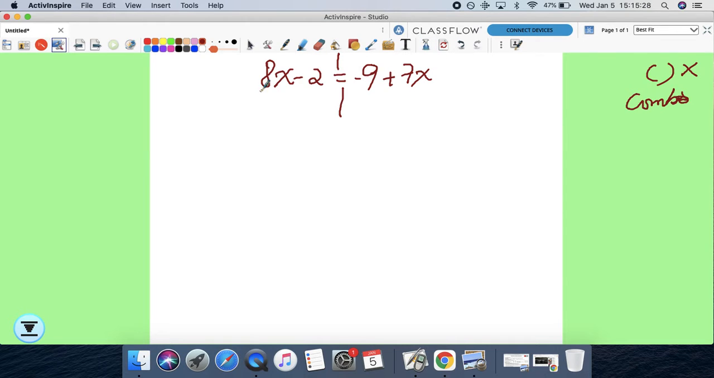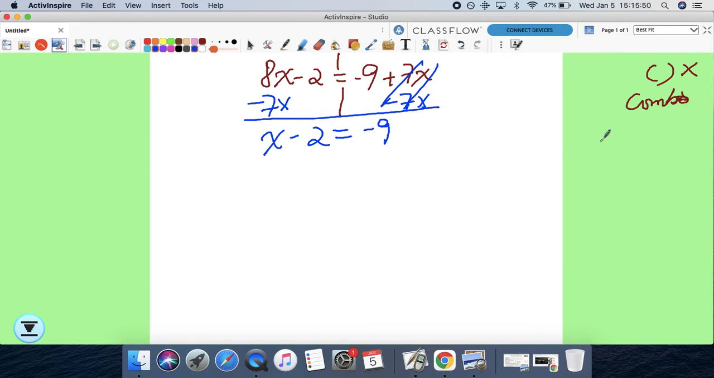Yeah. There's an 8x and a 7x, so one of them has to go. So we're going to take care of the small one. Let's do minus 7x. Minus 7x. 7x minus 7x is 0, so that's going to go away. Negative 9 is going to come down. 8x minus 7x is x, and then minus 2.